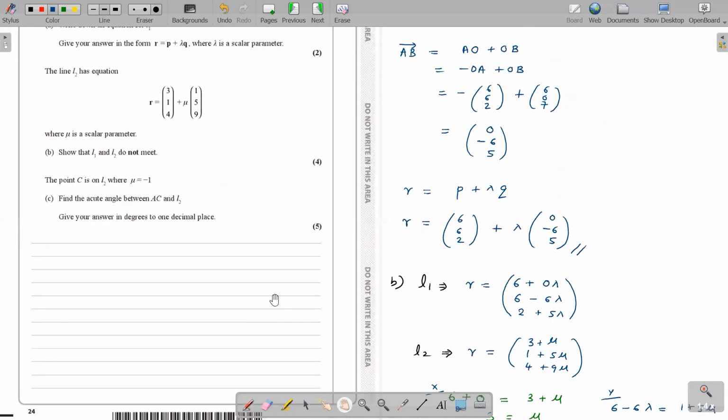Part C. The point C is on line 2 where mu equals minus 1. Basically what you do is you go here, replace mu with minus 1 and you get the coordinate of C. They say find the acute angle between AC and line 2, giving your answer to 1 dp. Okay, so that we can easily do. How do we do it?